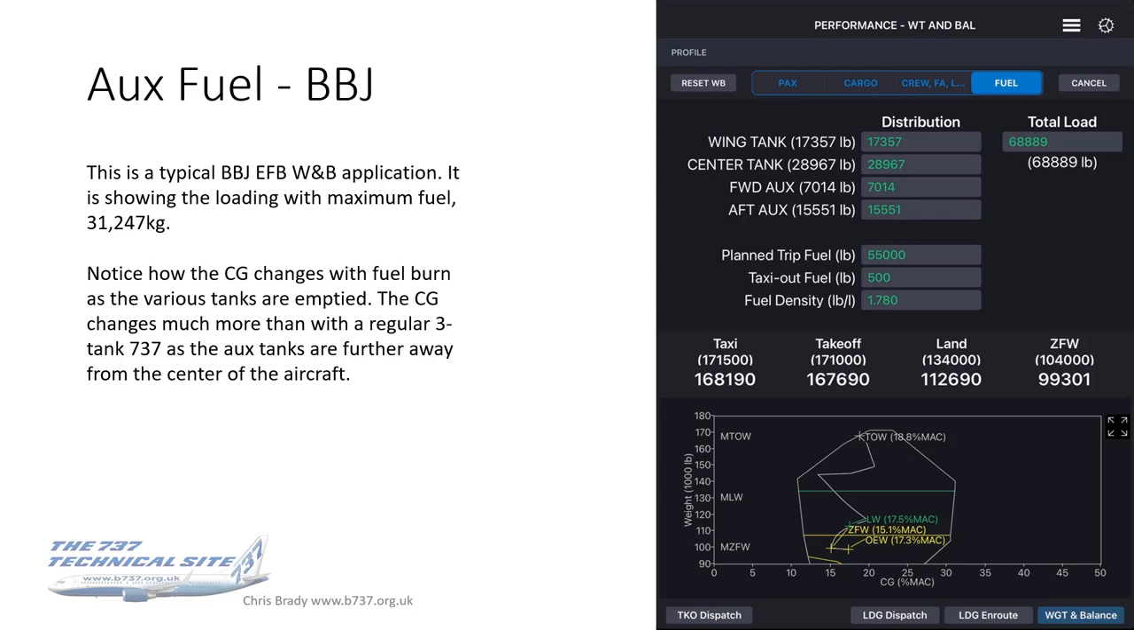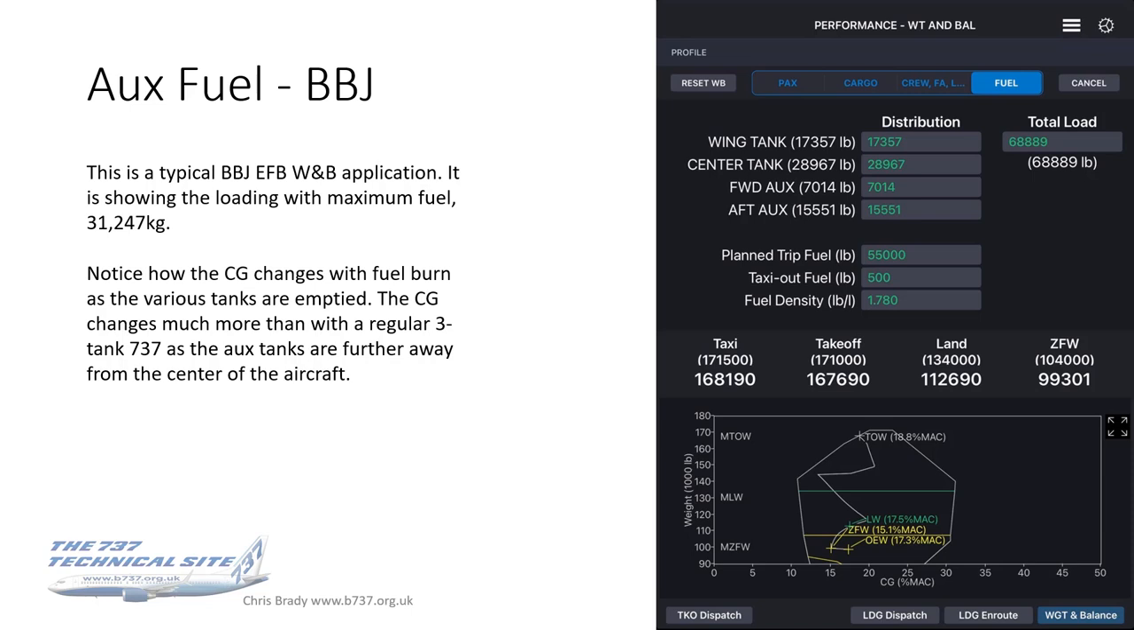Now, what I'm showing you here on the right is a typical iPad weight and balance application. A friend of mine's very kindly loaded this up with maximum fuel of 31247 to show us the distribution and the change in CFG. So if you go down to the graph at the bottom, you can actually see the plot of how CFG changes as the fuel is burned, and it certainly starts to move toward the left hand side of the envelope there.